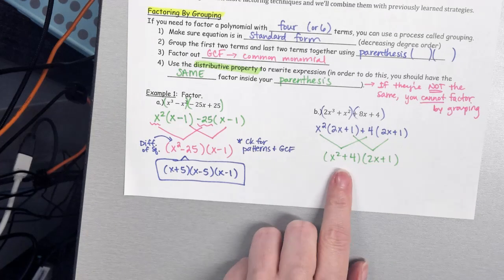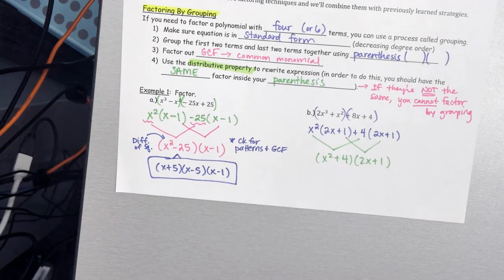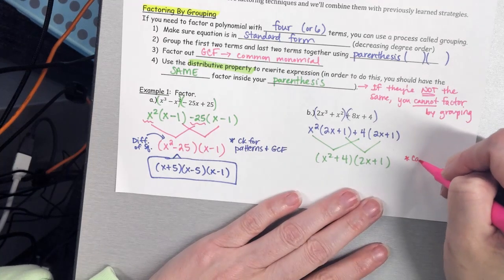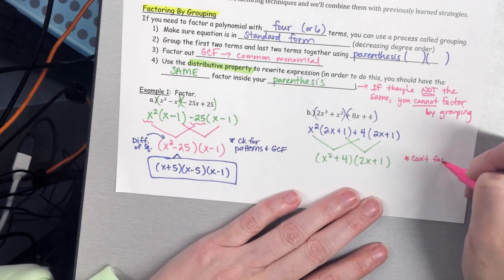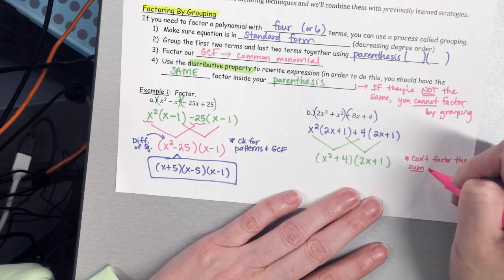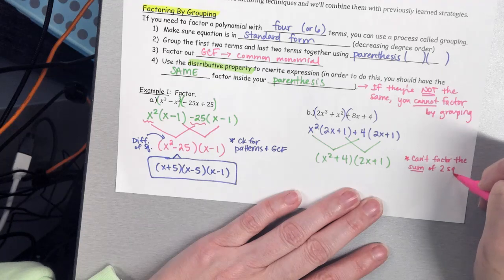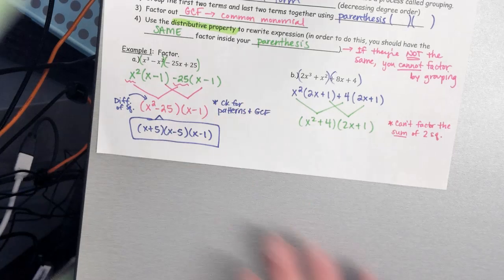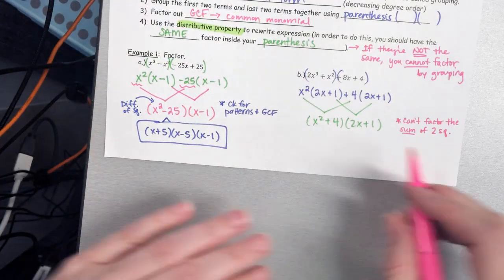Now, sometimes we try to break this down. 4 is a perfect square. You can't factor the sum of two squares. So don't be too hard on yourself if you did. I know several of us did. I anticipated that. That's a common mistake.